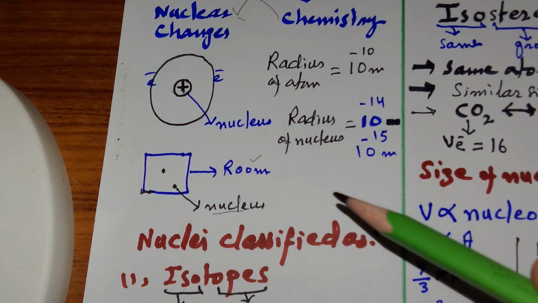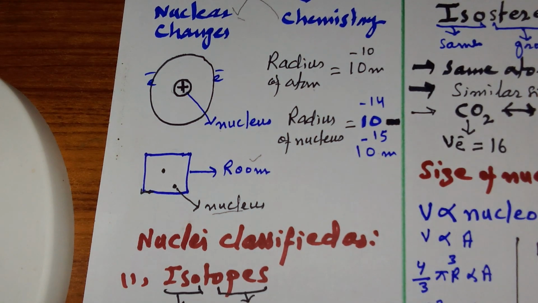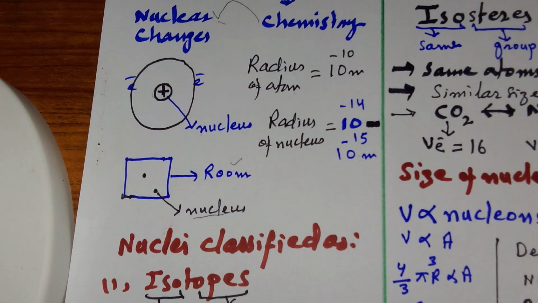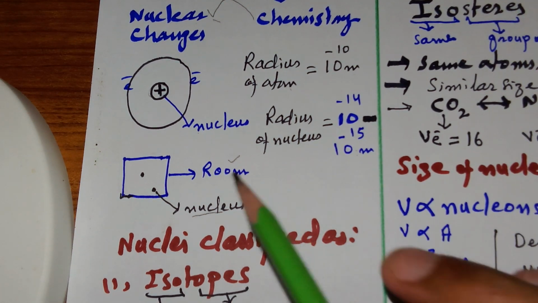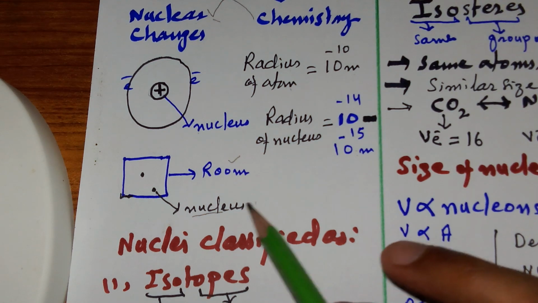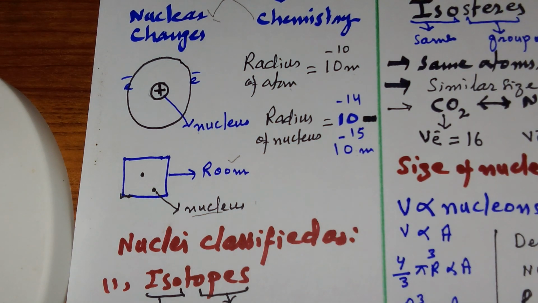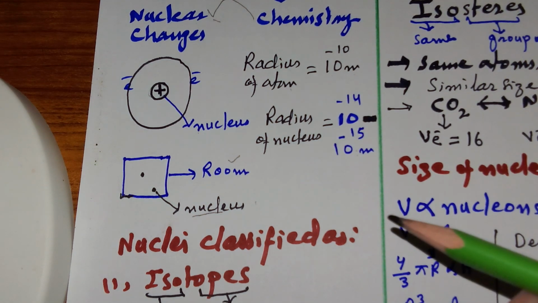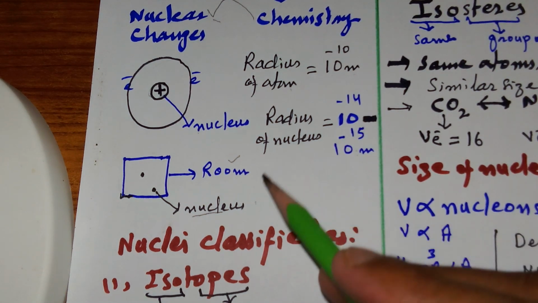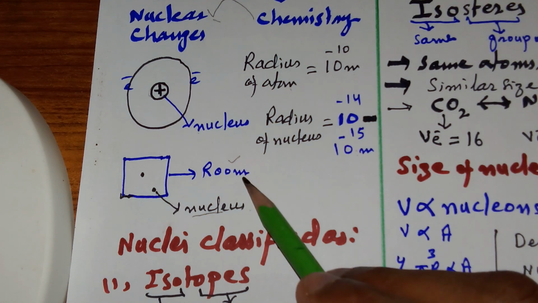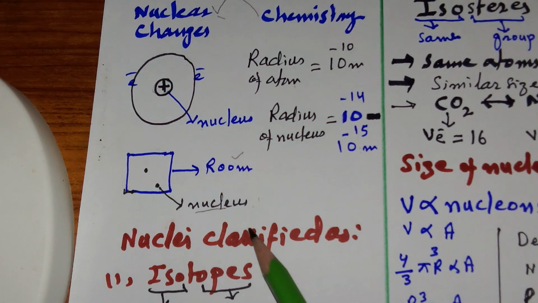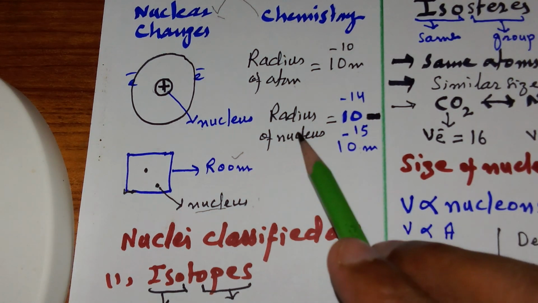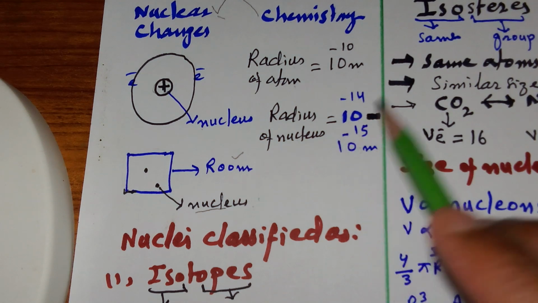So I think it is very difficult to study the nucleus in great detail because of the difference in size, and we also need strong experimental data that can verify how a nucleus is different from the size of an atom. So this was about the radius of an atom and the radius of the nucleus.